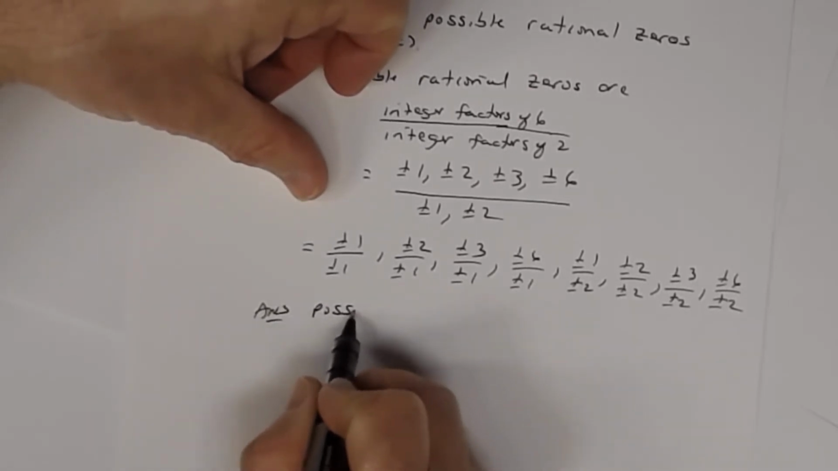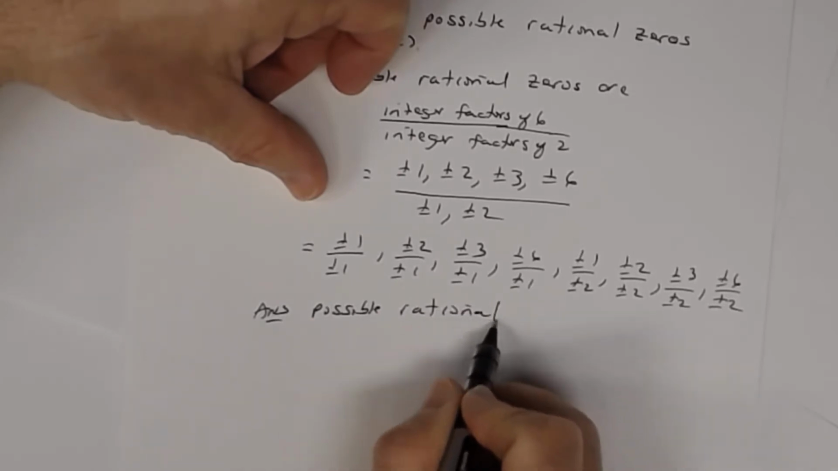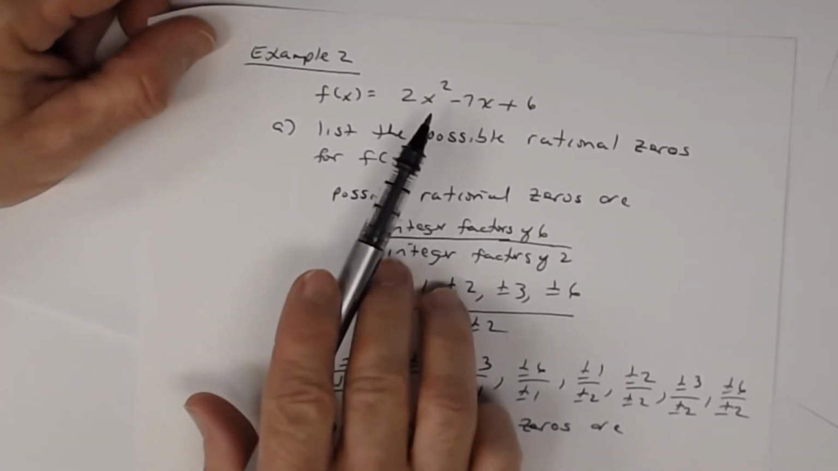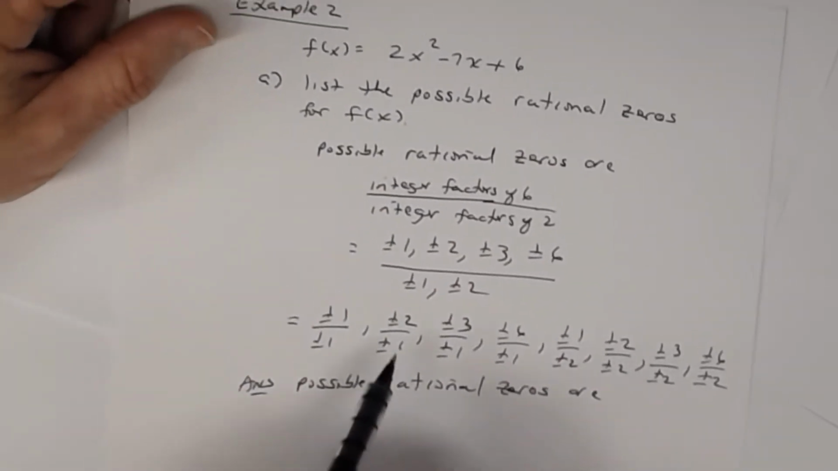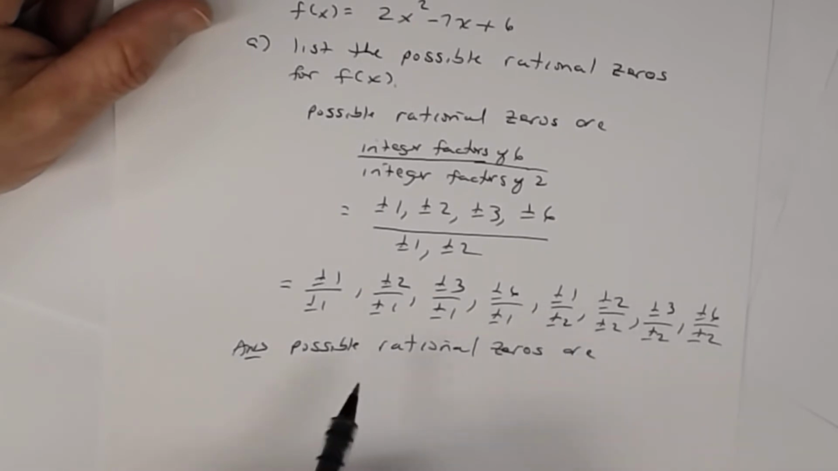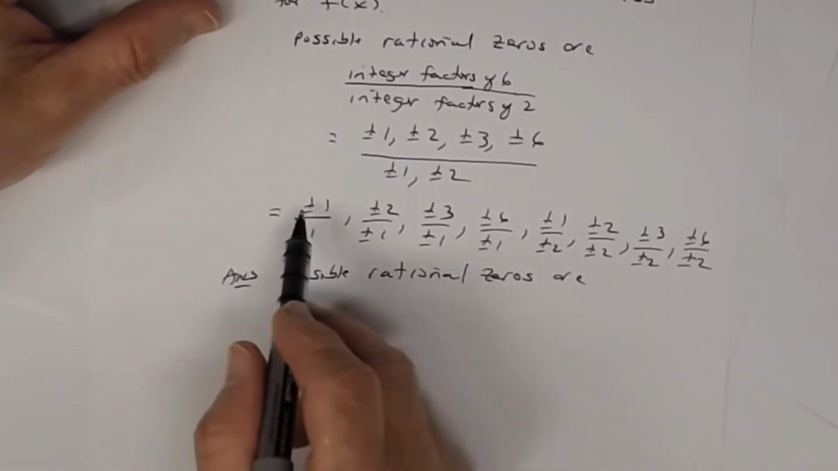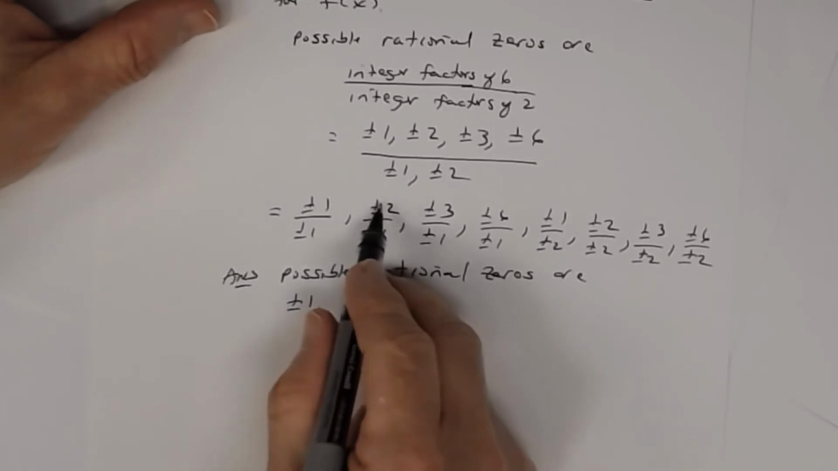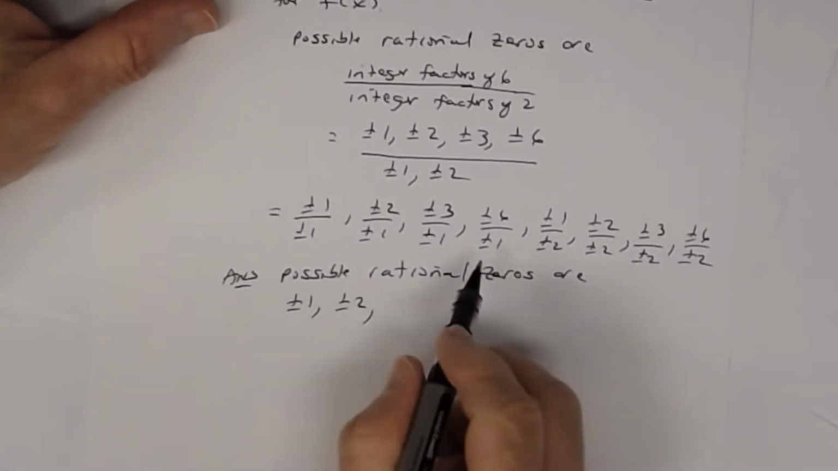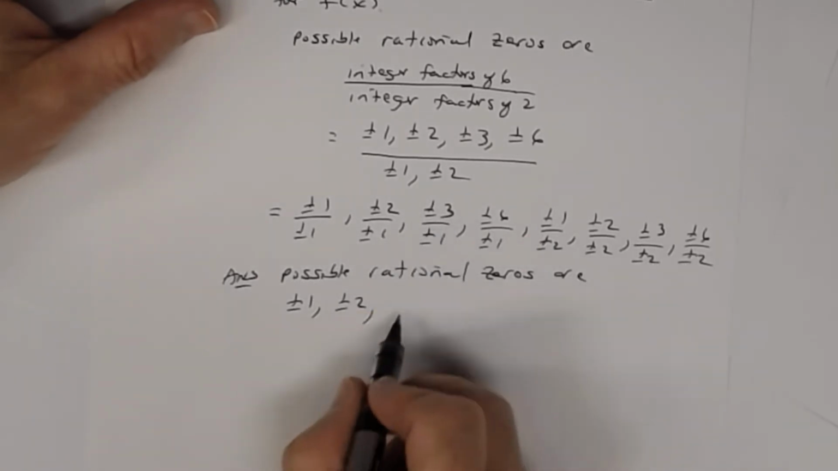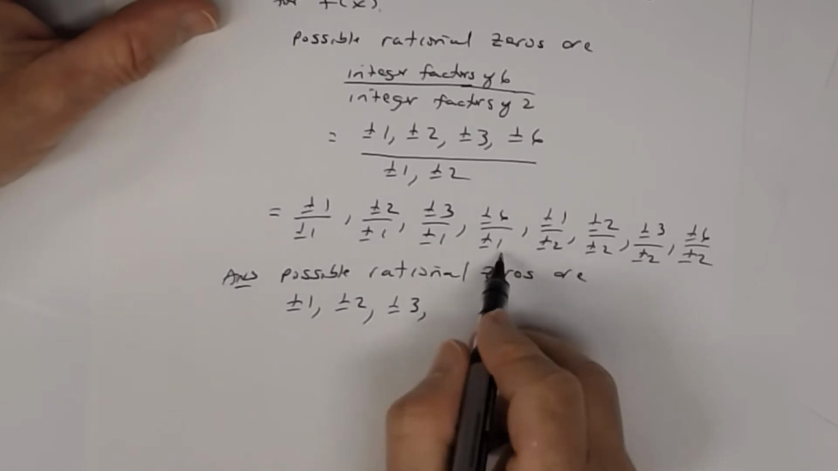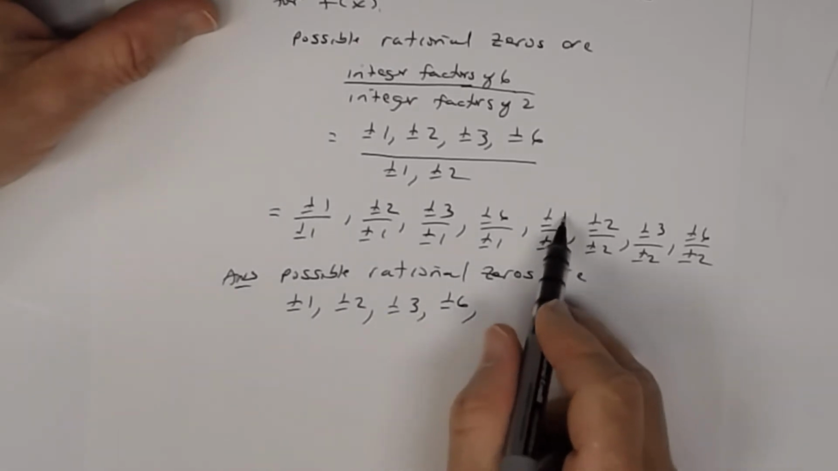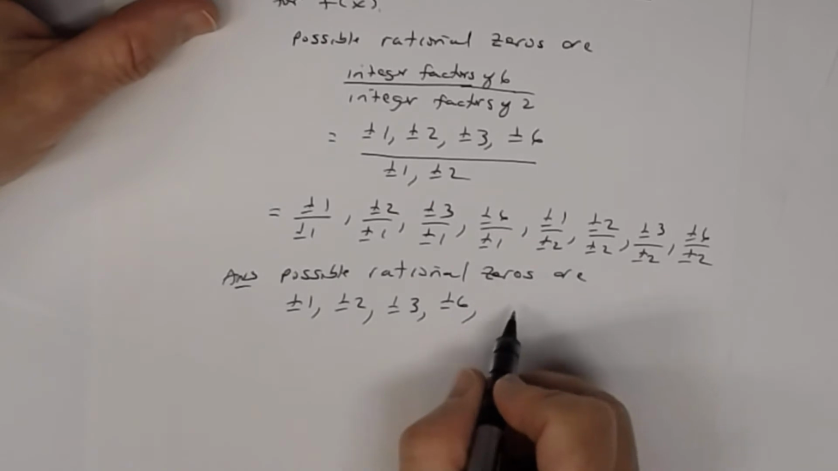Okay. So here's going to be your answer. The possible rational zeros are, so if this quadratic function has any rational zeros, it will be one of those. 1 divided by 1 is 1, so plus or minus 1 divided by plus or minus 1 is plus or minus 1. 2 divided by 1 is 2, so plus or minus 2. 3 divided by 1 is 3, so plus or minus 3. 6 divided by 1 is 6, so plus or minus 6. 1 divided by 2 is a half, so plus or minus 1 half.